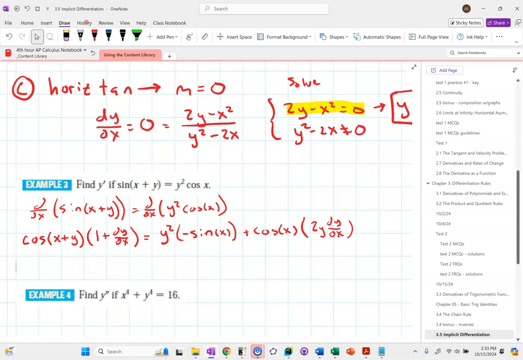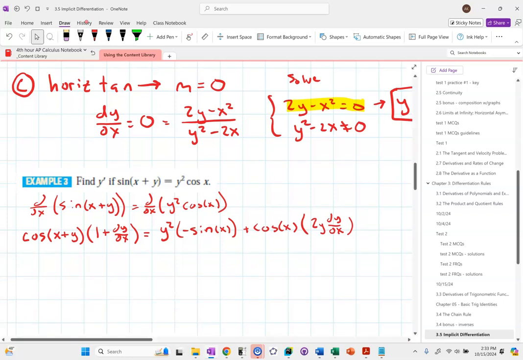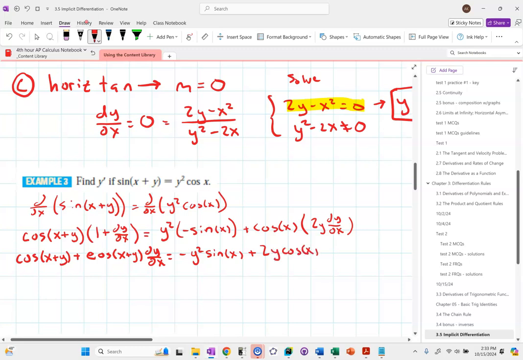Now we're just going to have a bunch of yucky algebra here. So let's simplify things down a little bit. So I'll distribute my cosine x plus y through. And then we'll multiply our stuff together. Does everybody feel okay to there?